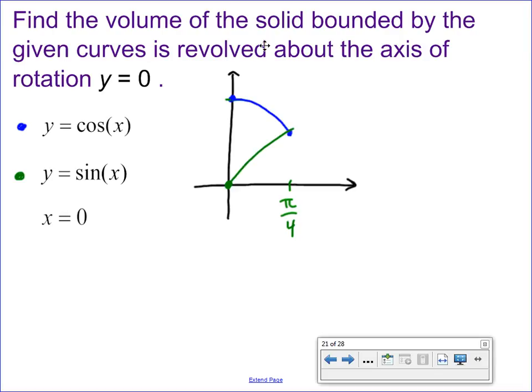So notice how our original region, bounded by x equals 0, the y-axis, sine of x and cosine of x, doesn't bound the axis of rotation. Well, it touches it, but one of the edges doesn't run along it the entire time. So when we rotate this about y equals 0, we're going to get what kind of solid? What is that going to look like?